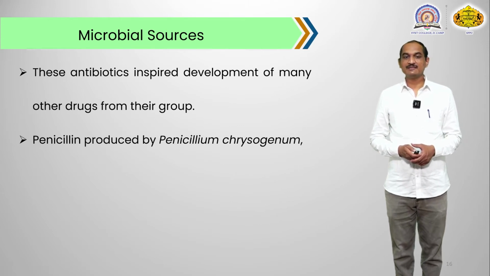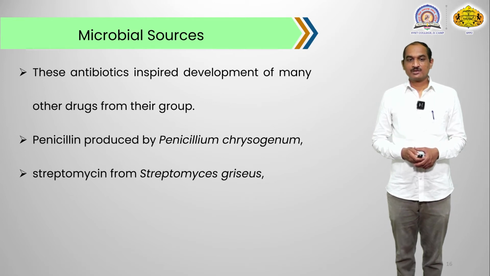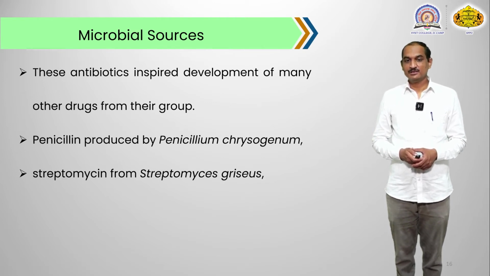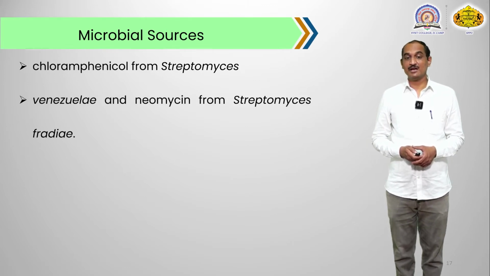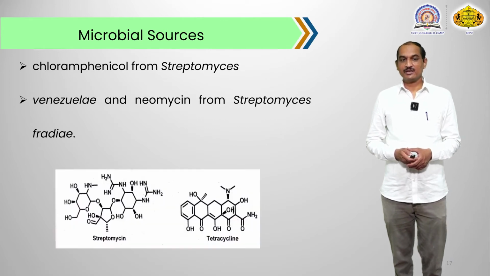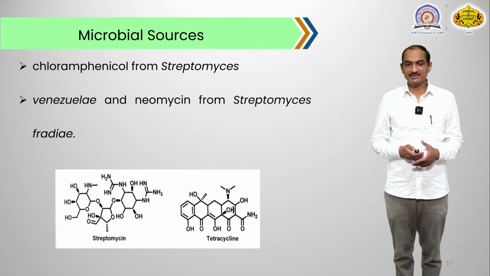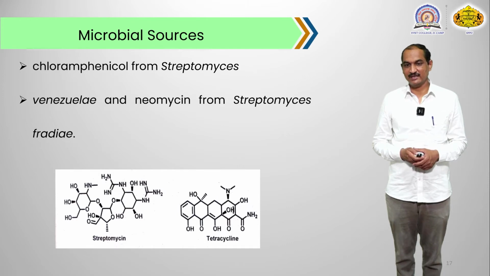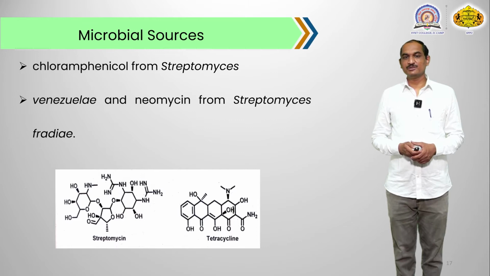For example, penicillin produced by Penicillium chrysogenum, then streptomycin from Streptomyces griseus. Then another example is chloramphenicol from Streptomyces venezuelae and neomycin from Streptomyces fradiae. These are some examples of compounds obtained from microbial sources, and the structures of streptomycin and the tetracyclines are drugs obtained from microbial sources.